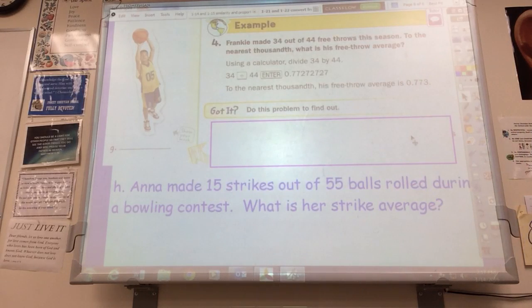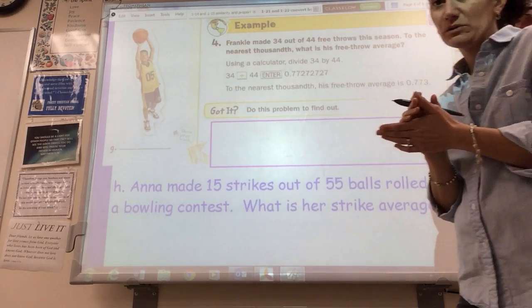Anna made 15 strikes out of 55 balls rolled during a bowling contest. What is her strike average? So you're going to need to turn 15 over 55 into a decimal. Try that one. Unpause the video when you're finished.